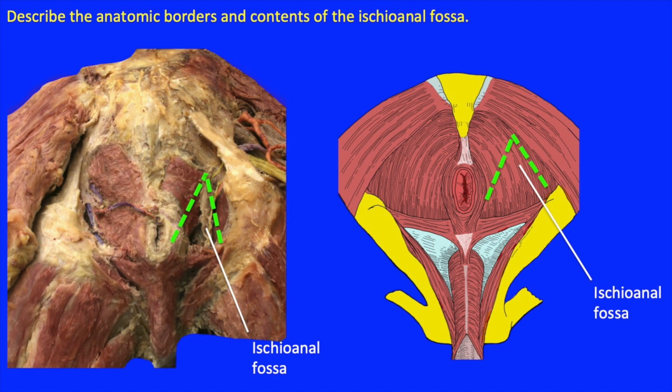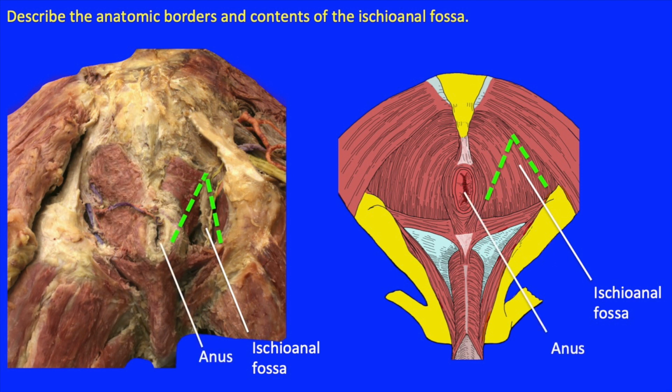Let's explore now the anal triangle and its contents. We examined this area previously when we studied the muscles of the pelvic floor, and what we're looking at is a dissection of the ischioanal fossa on the left and a drawing of the similar area on the right. Remember its boundaries and associated structures?